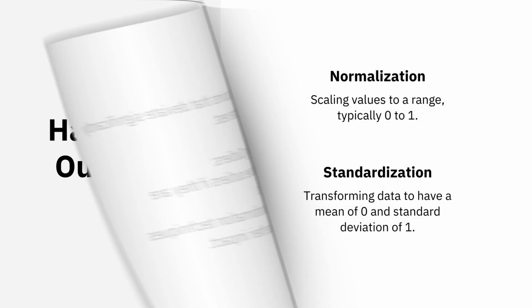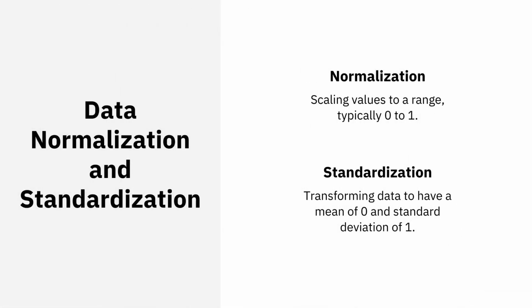Normalization and standardization are two essential techniques for scaling numerical data. Normalization scales your values between a fixed range, usually 0 and 1, while standardization adjusts your data so that it has a mean of 0 and a standard deviation of 1. These techniques are crucial when working with machine learning algorithms, especially for algorithms that rely on distance measurements.